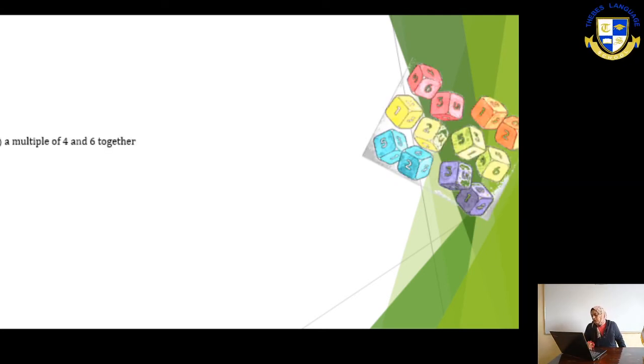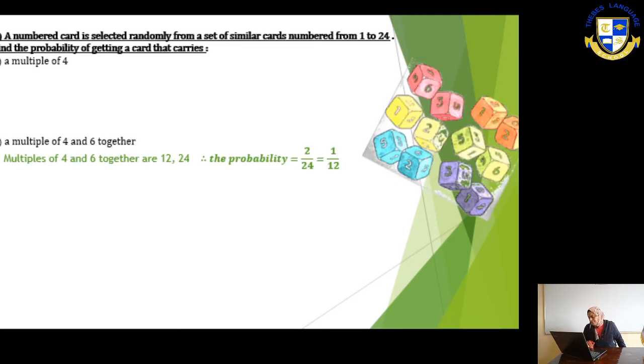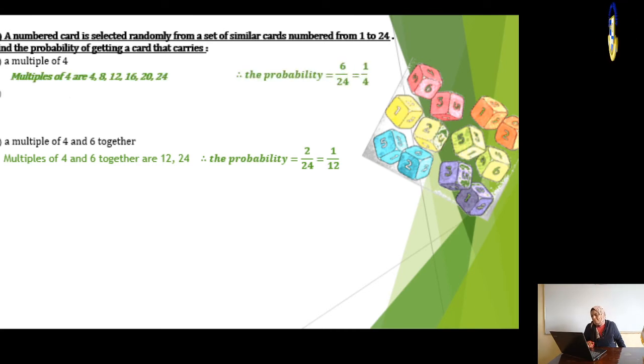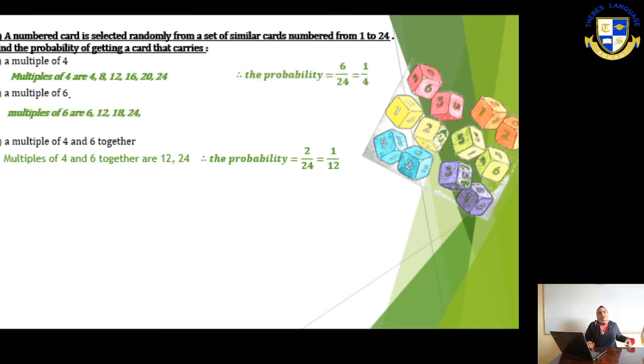Let's move to slide number 5. A numbered card is selected randomly from a set of similar cards numbered from 1 to 24. Find the probability of getting a card which carries the following. Number 1, a multiple of 4. Multiples of 4: 4, 8, 12, 16, 20, 24. So we have 6 over 24, which is simplified to 1 over 4.